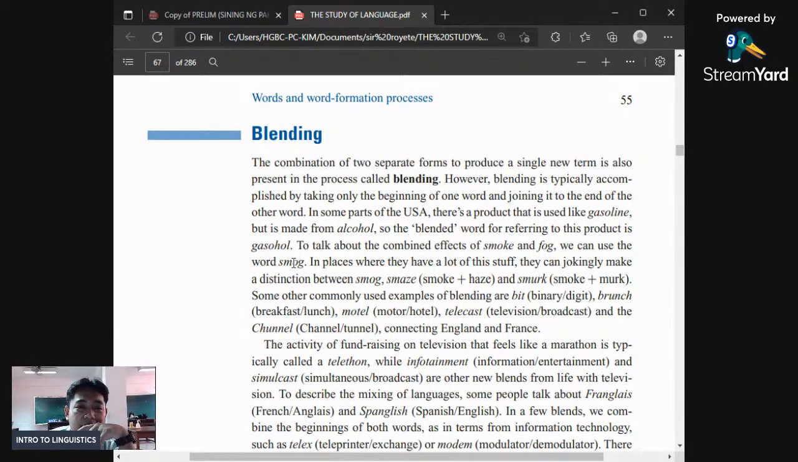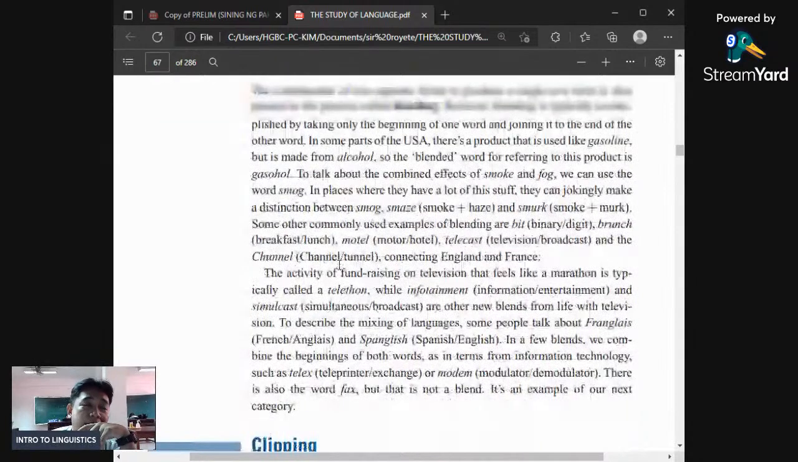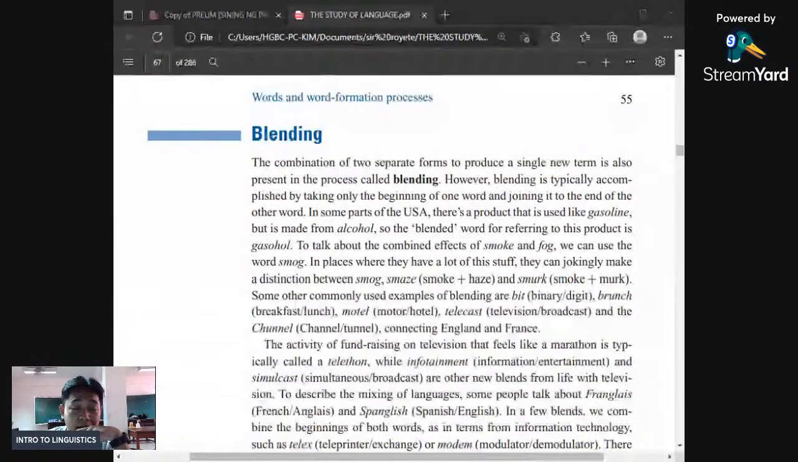So for blending, for example, sa choir, nagkakaroon ng pag-blend ng boses. Right? So same with the word formation process, there is what we call blending. The combination of two separate forms to produce a single new term is present in the process called blending. So, yung dalawang word, parang na-delete yung other part of it, and then na-combine to produce a single new term, it's called blending. However, blending is typically accomplished by taking only the beginning of one word and joining it to the end of the other word.